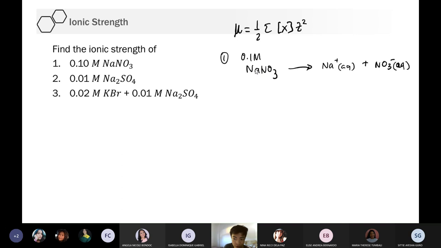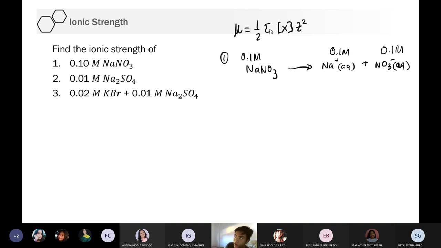Okay? So, stoichiometry na lang to. Kung 0.1 to, 0.1 din to. Bakit? Pareha sila ng coefficient na 1. Okay? So, kung 0.1 yan, that means sodium plus is 0.1 molar. And at the same time, nitrate ion is also 0.1 molar because of their stoichiometry. So, ito na yung ating magiging concentration ng ions. No? So, 0.1 to, 0.1 yun, 0.1 din yan. Okay? So, let's calculate for the ionic strength.